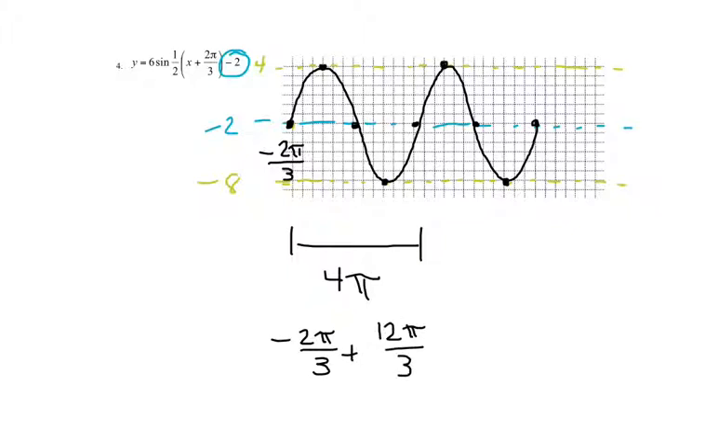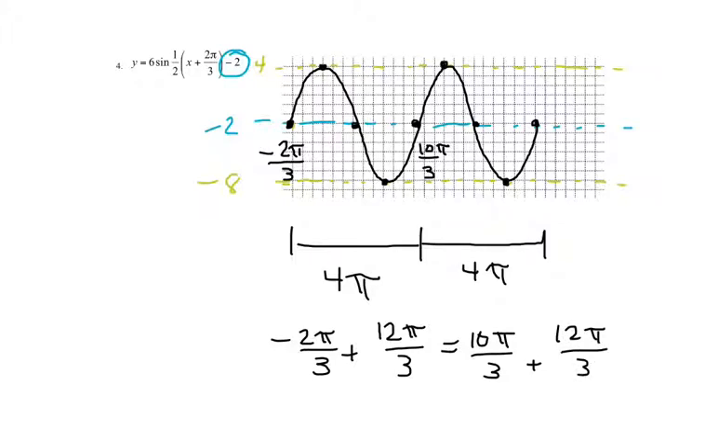That's going to be 10 pi thirds. And that's how I'm going to label this value. I know that this distance is another 4 pi, so I'm going to add 4 pi, so that's another 12 pi thirds that I'm adding. So I can label this one as 22 pi thirds.